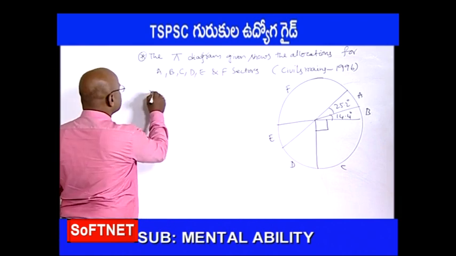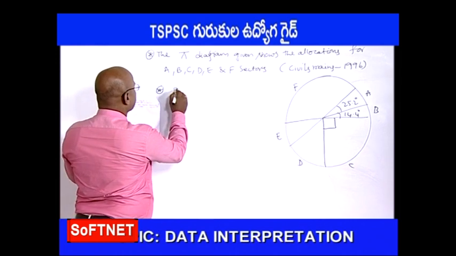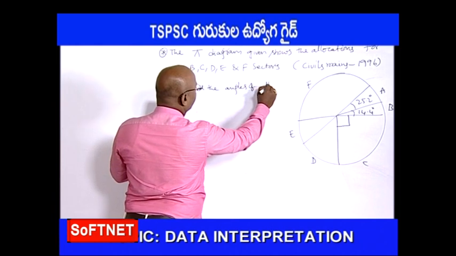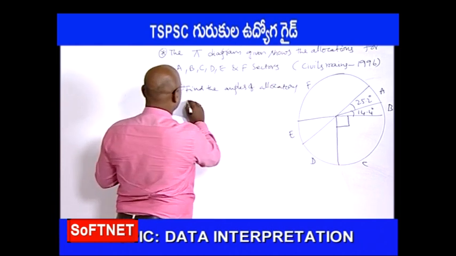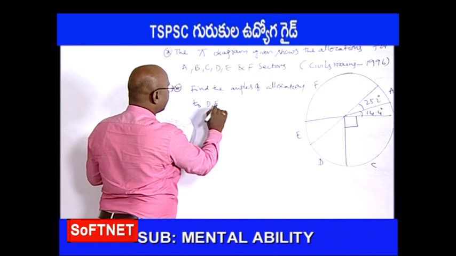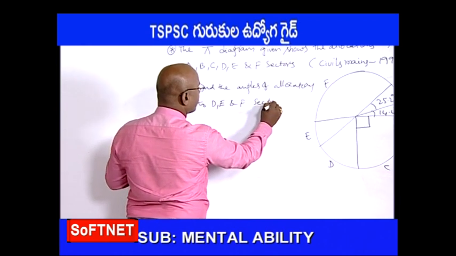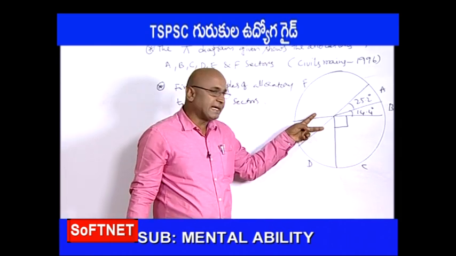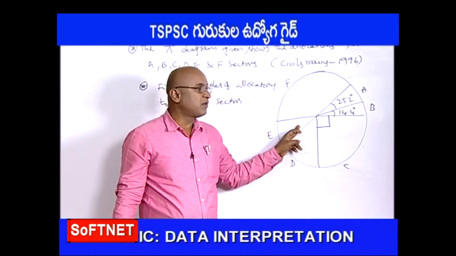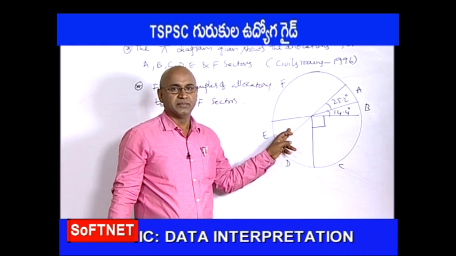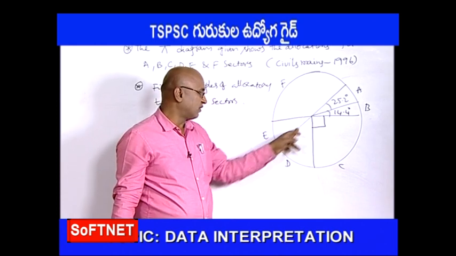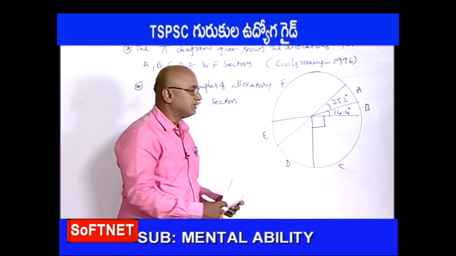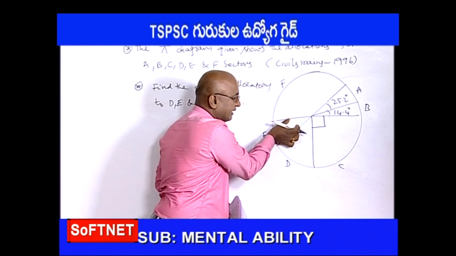Now the first problem is like this. Find the angles of allocations to D, E and F sectors. See that whenever two lines bisect each other, the opposite angles are equal. This is one line and this is the other line. When these two lines are bisecting, this angle is equal to this angle.